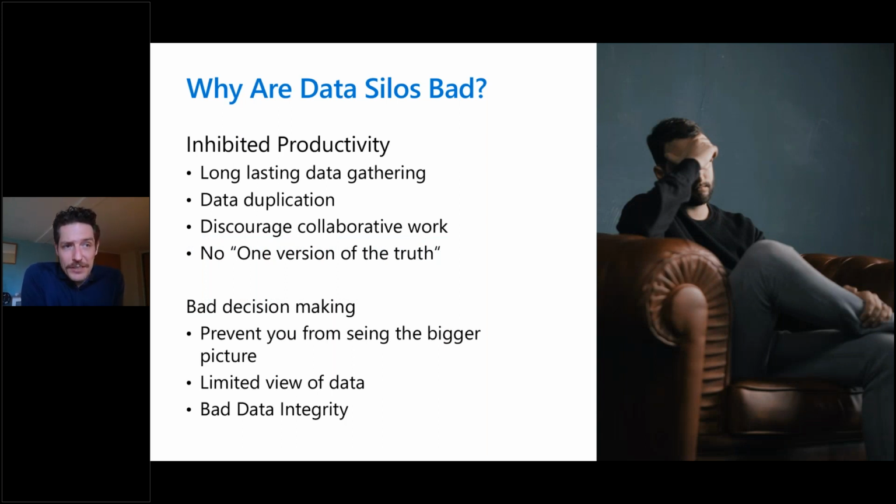I think there are two big problems we have with data silos: inhibited productivity, and really bad decision making. To go a little bit further into detail, in inhibited productivity, if you look at the first one, long-lasting data gathering, I think we all have been through that.